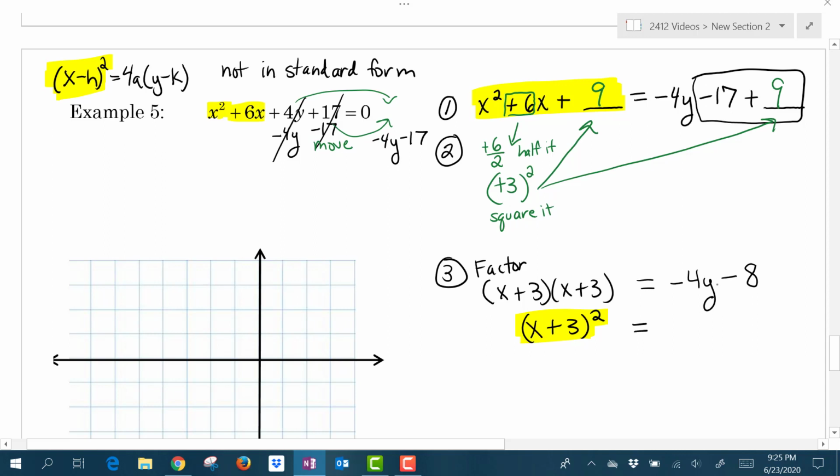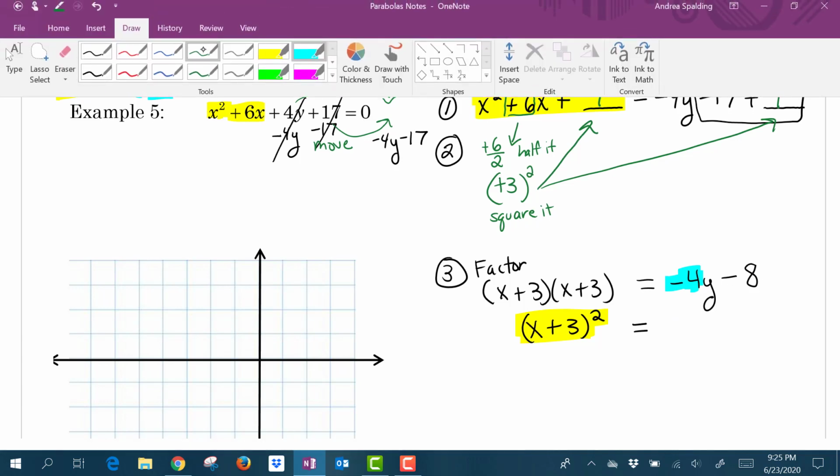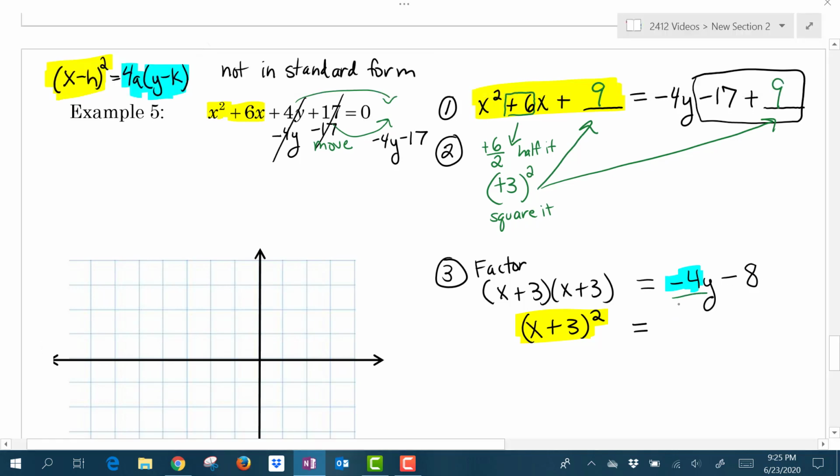Alright, and then we're going to factor out whatever number is in front of the y. When we look up here, we have a 4a, and then we have the y in the parentheses. We don't have any number in front of the y in the parentheses, so we want to get rid of any number that's in front. And when we do this, the procedure is to factor it out of both terms. So if I'm going to factor out a negative 4, I'm going to divide it out of both terms.